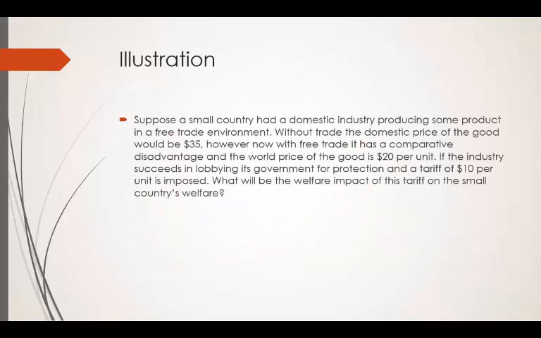Let's walk through a numerical illustration to further demonstrate this. Suppose we have a small country facing a world price of $20 per unit of a good it's importing under free trade. Under autarky, the price of the good would have been as high as $35. So domestic producers are not happy with the reduction of their surplus as a result of free trade. Let's assume they have lobbied the government to do something about their plight, and the government says, okay, we're going to impose a $10 tariff per unit of the good imported into this country. The question is, what's the impact of this policy on the welfare of the small country?